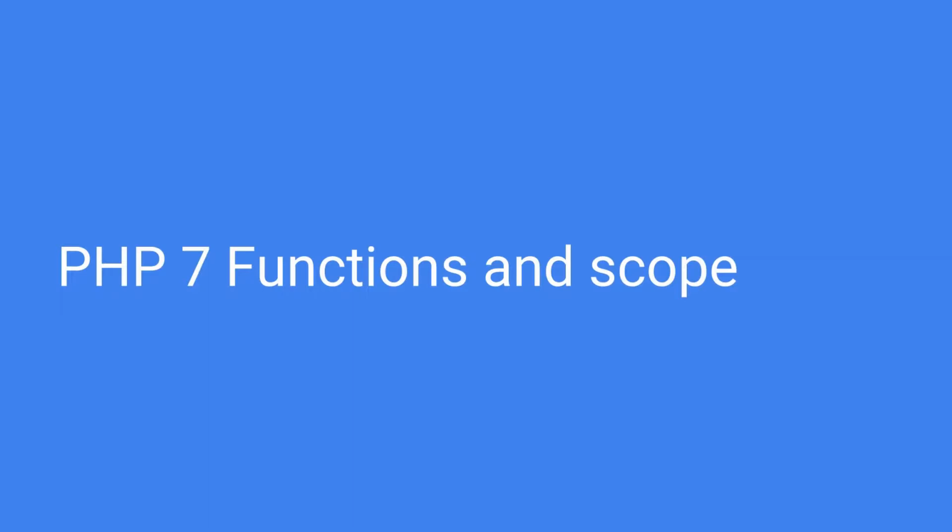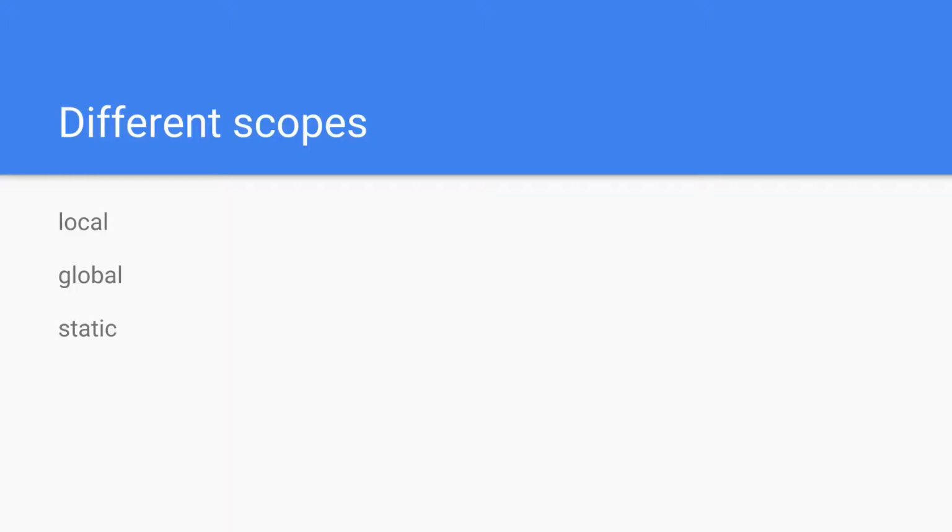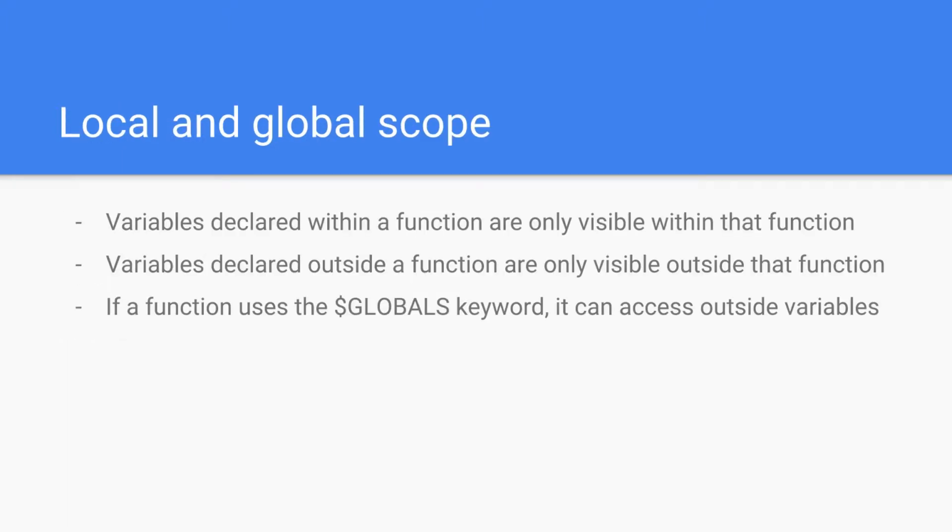Now, what is scope? Scope is a synonym for visibility. That's basically all it is. It sounds complicated when it is not. Scope means visibility. And here we have different scopes. So, local, global, and static. You will see what those are and how you can use them. So these are the basics.